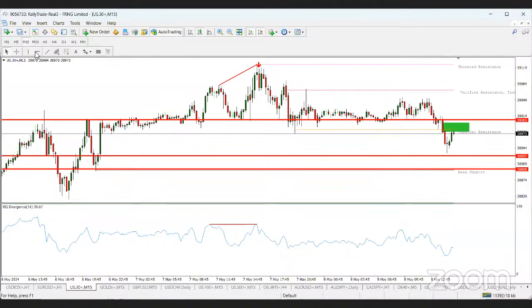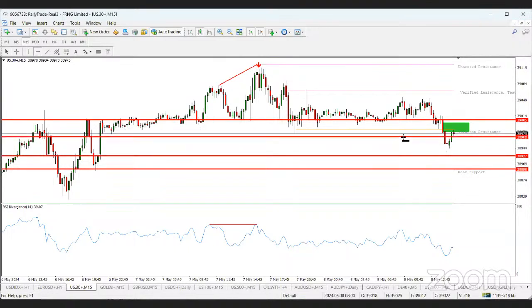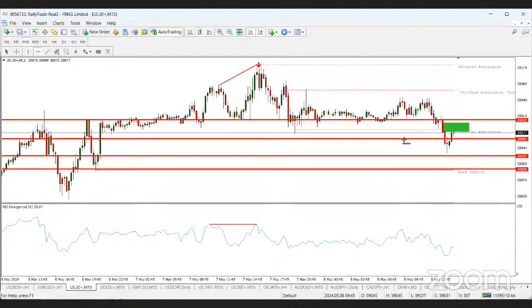If I'm selling US 30 from 39,000, at least I will take profit at around 38,960. First of all, I'll take profit from around 38,960.